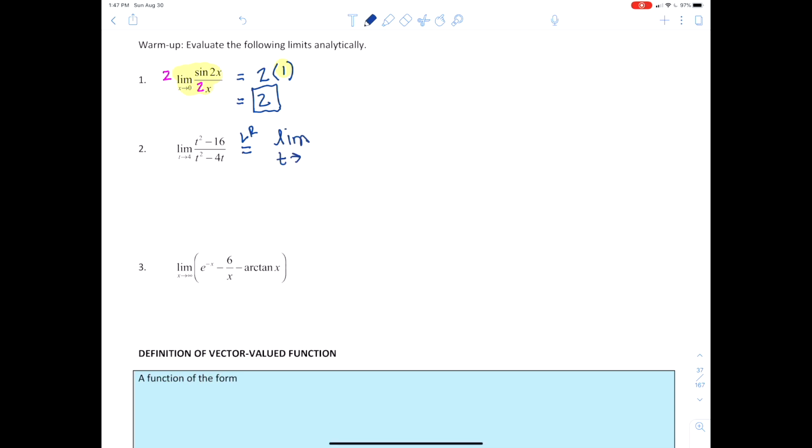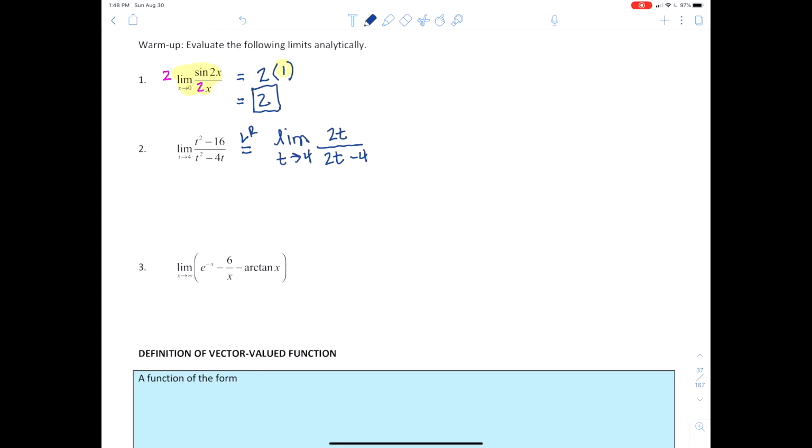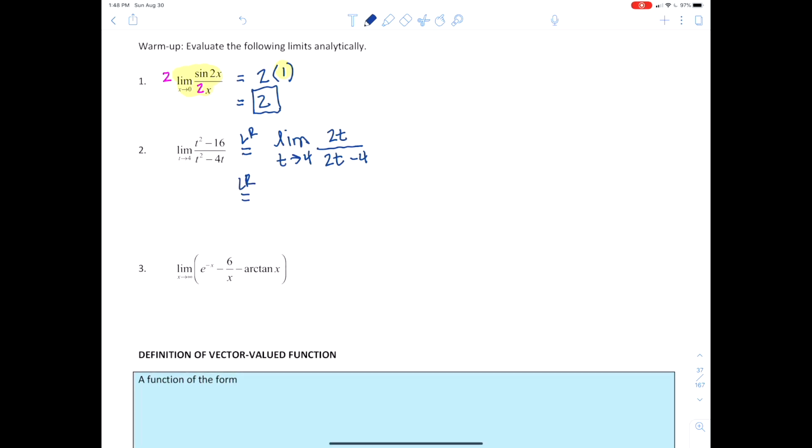So we'll have the limit as t approaches 4 of 2t, because that's the derivative of the numerator, over 2t minus 4. Cool so far? And so now we're getting there. You could differentiate again actually, because we would again get 0 over 0. So I'm going to apply L'Hopital's rule again, and that'll be equivalent to the limit as t approaches 4 of 2 over 2, which gives us a result of 1.